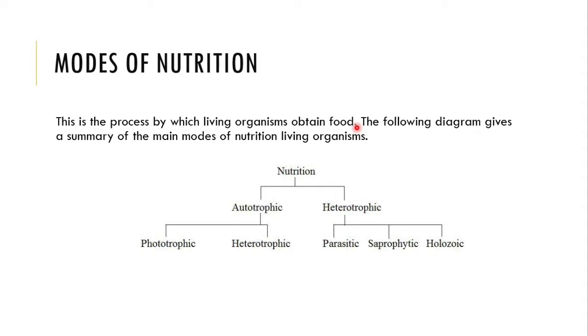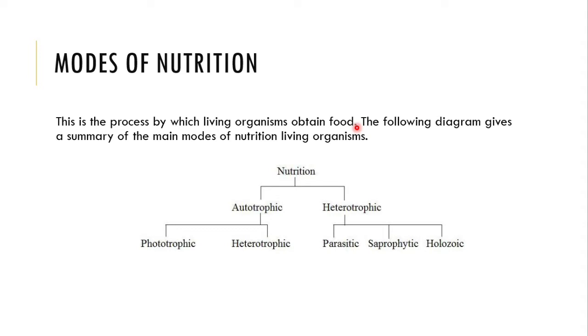Even plants, there is a way they obtain food. A fish, there's a way it obtains food. Lion, there's a way they obtain food. So there are different processes, but a process by which a living organism obtains food is known as nutrition. I hope we are clear with the definition.